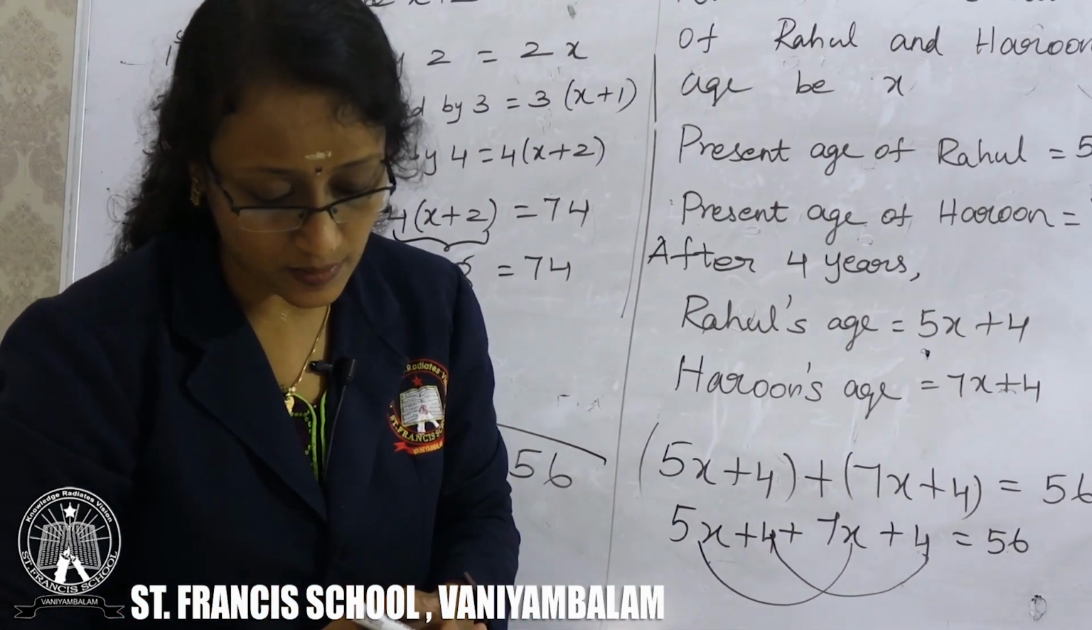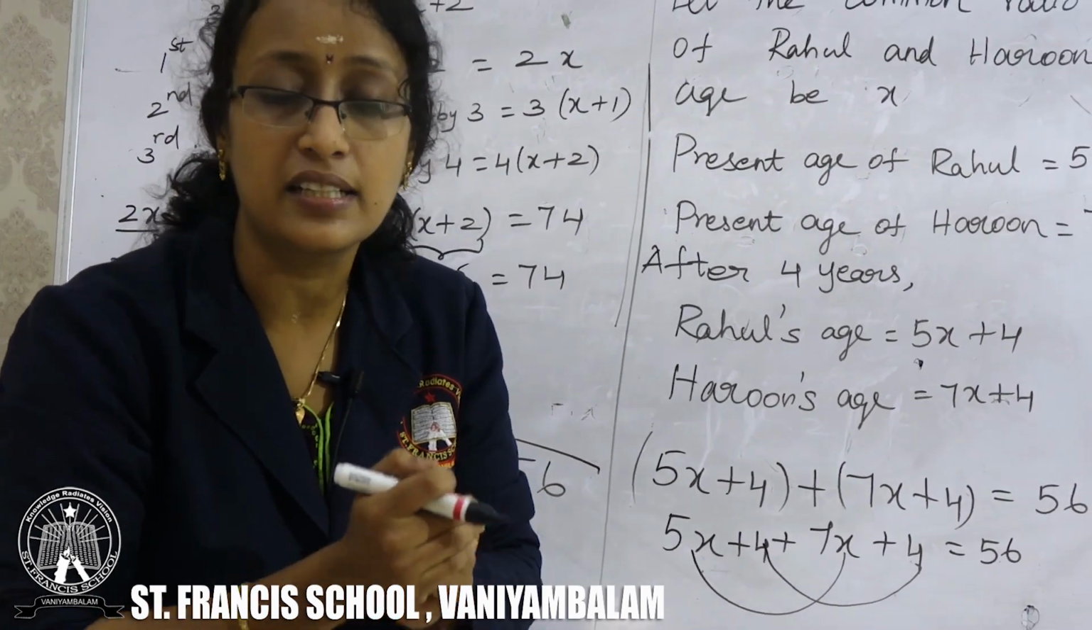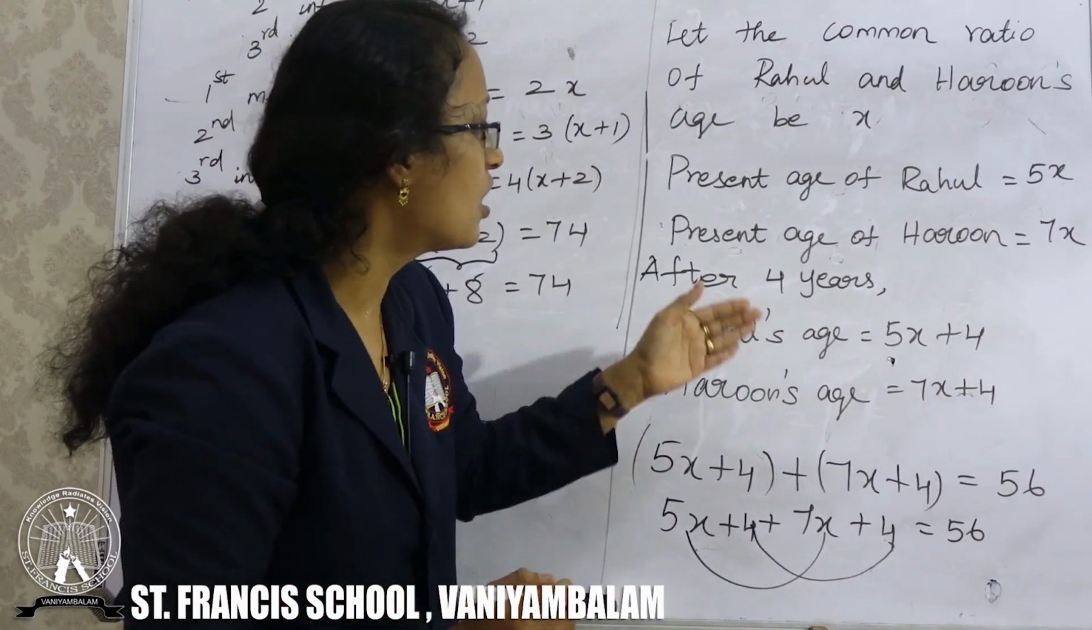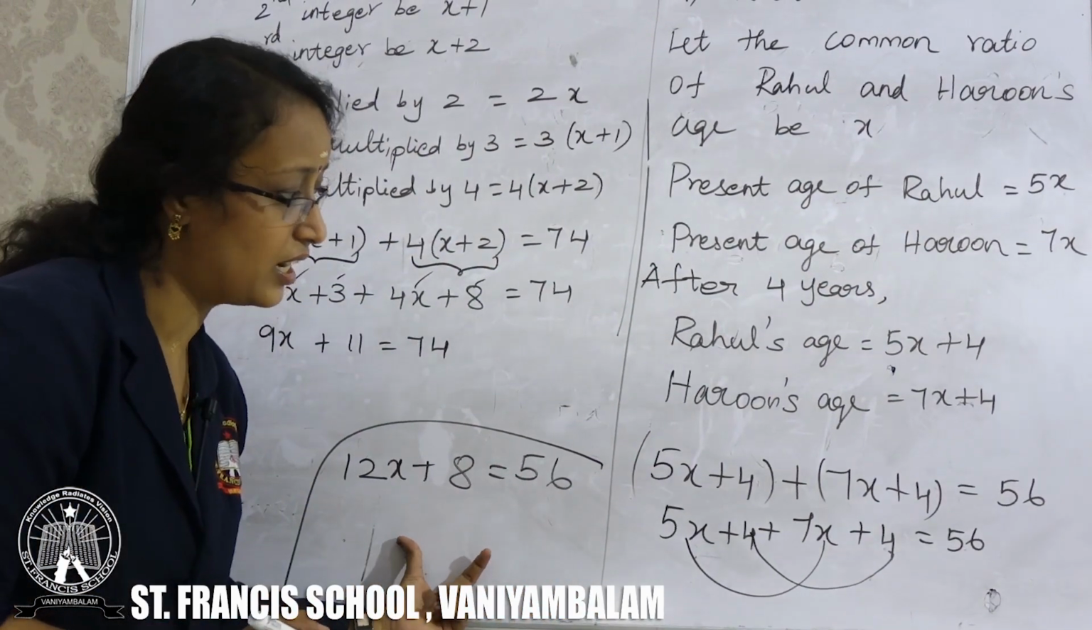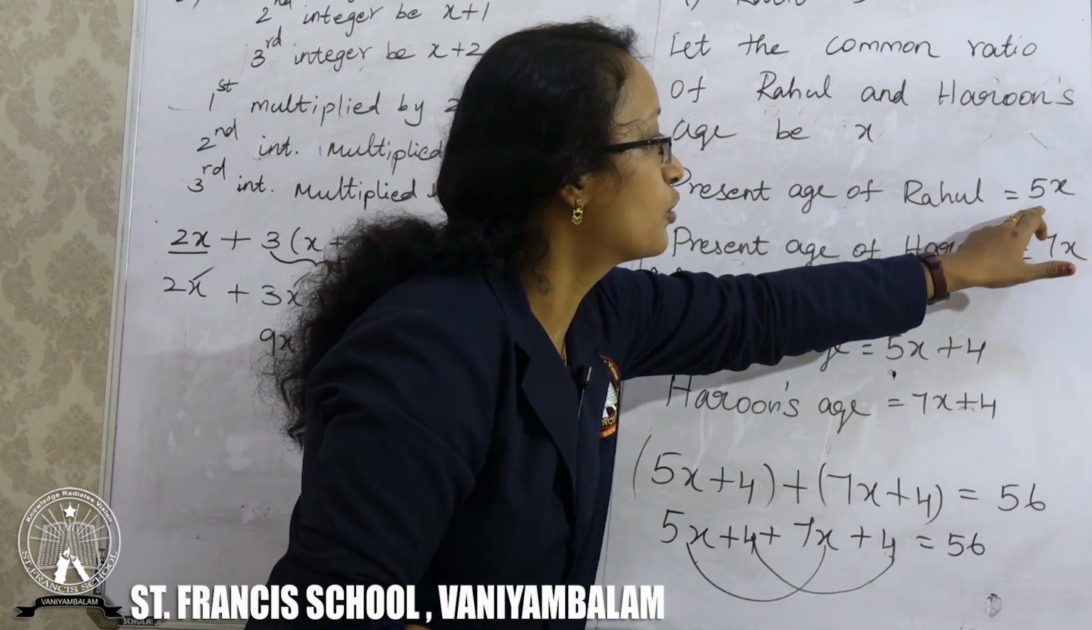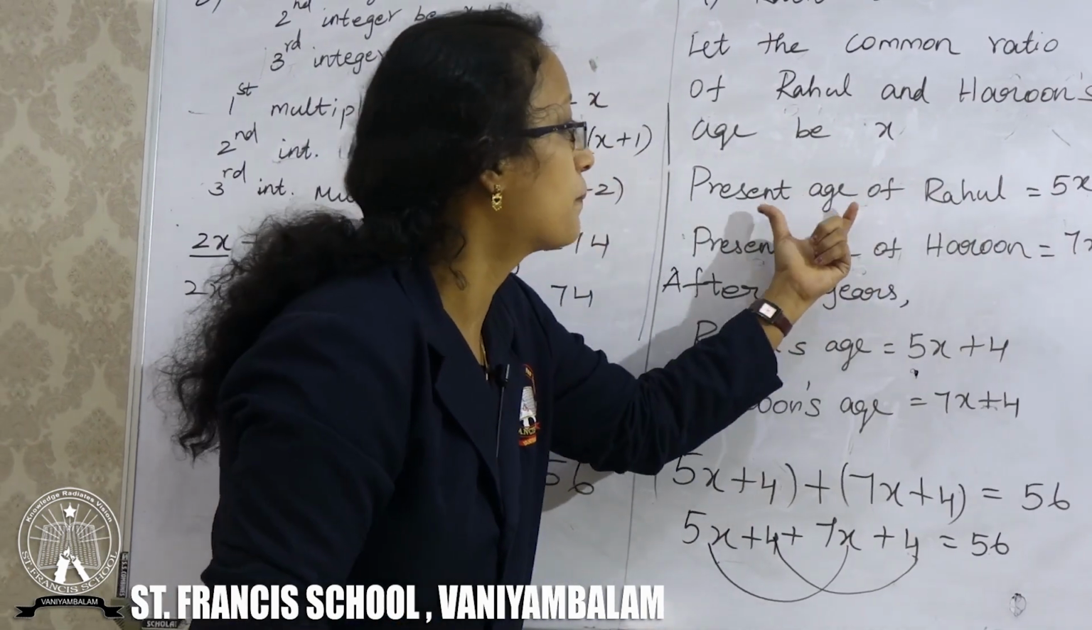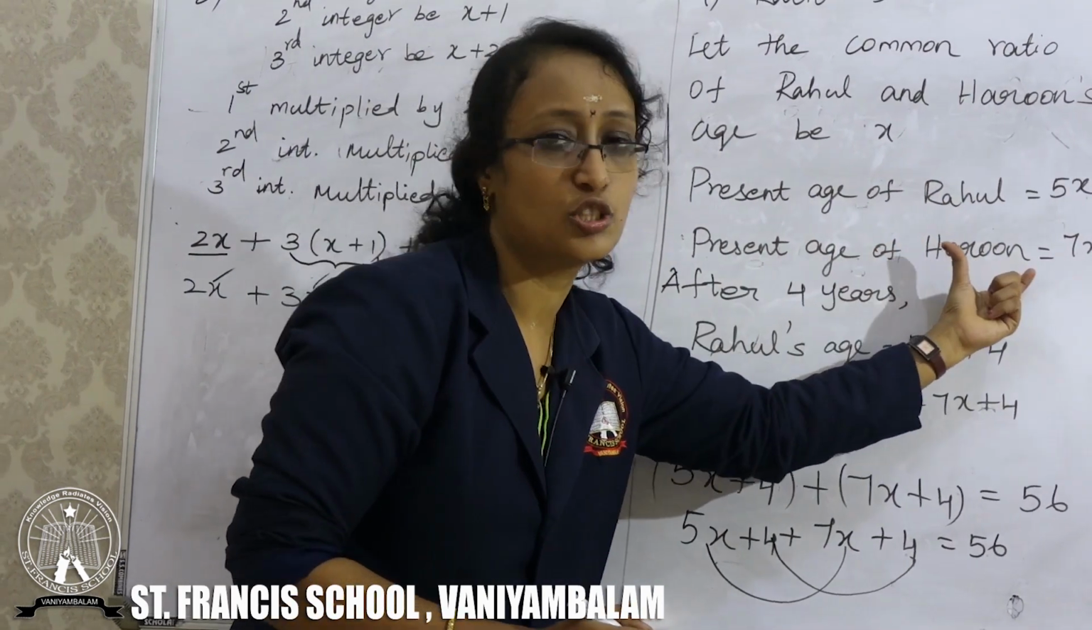After finding the x value, you have to find the percentage of Rahul and Harun. So how will you find the percentage of Rahul and Harun? You'll get the x value from here. Then you have to substitute the x value here. You'll get the percentage of Rahul and the percentage of Harun.